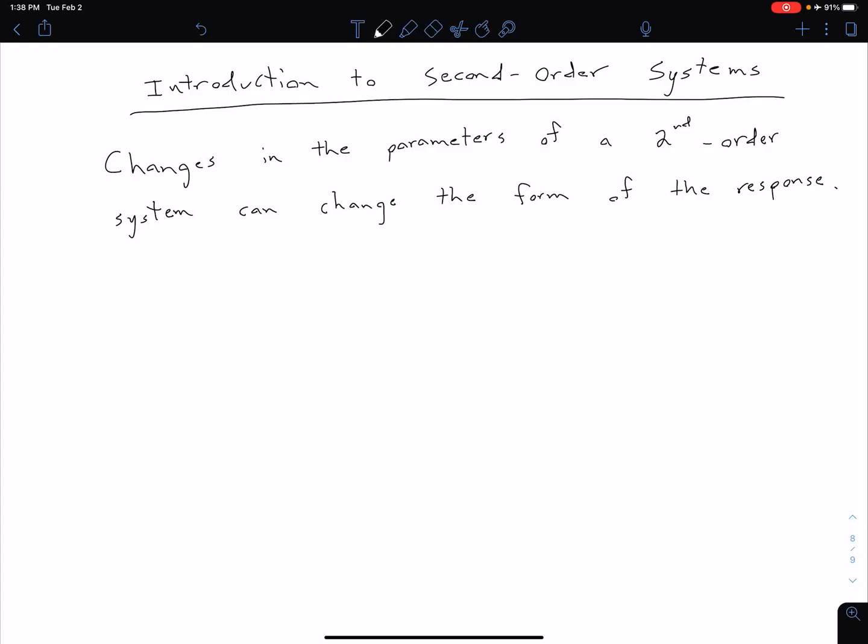In this video, we're going to introduce second-order systems. Unlike with our first-order systems, for our second-order systems, changes in the system's parameters can change the form of the system response. With our first-order system, regardless of what value of a we had, regardless of what constant we multiplied the transfer function by, we would always get a system response that had the same basic shape. It might rise faster or slower, but it's always going to look the same. Here, by changing parameters, we can actually change what the response looks like.